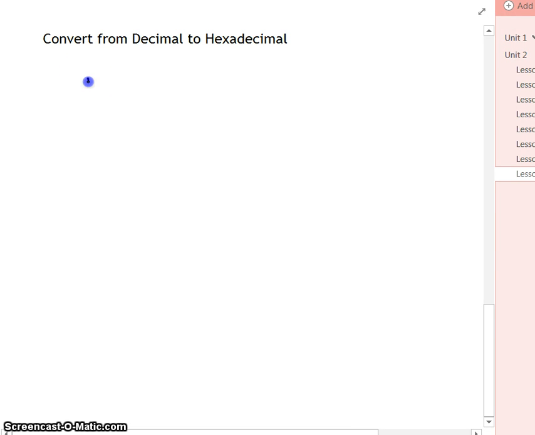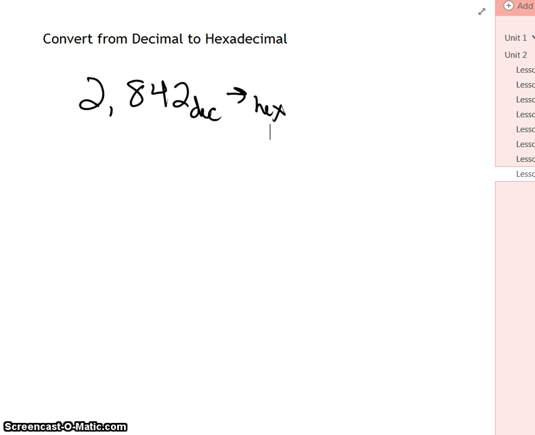So say we have the number 2,842 in decimal and we want to go to hexadecimal. We're going to have to do that the same way that we did binary. So you know what though? I have a little problem with not being able to divide by 16 at the top of my head.